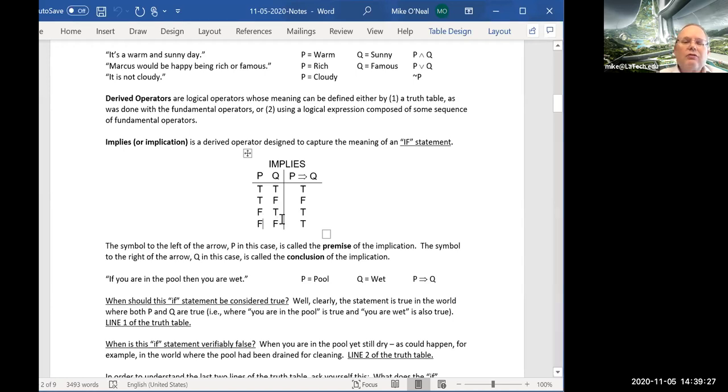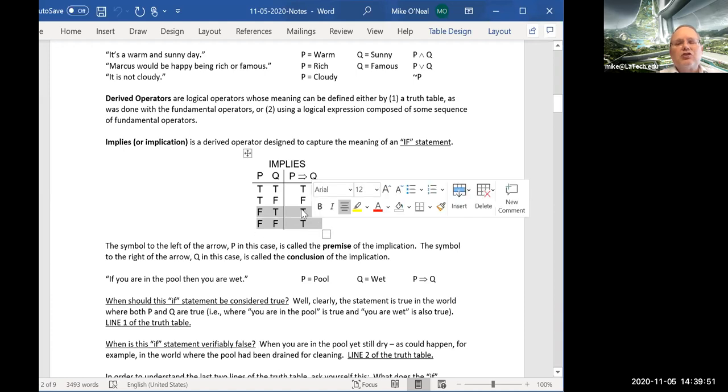In neither of these cases would the if statement be shown to be a lie. Having the statement, if you're in the pool, then you're wet, be true is consistent if you're not in the pool with either you being wet or not wet. And that is why these last two lines exist. The if statement is true, but it's said to be vacuously true. It doesn't tell you anything.